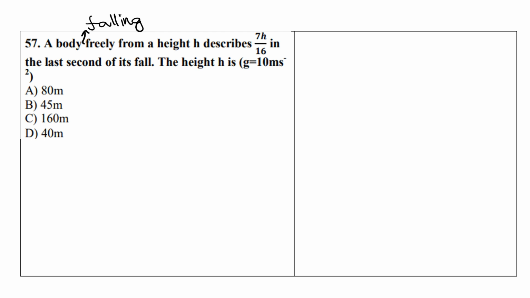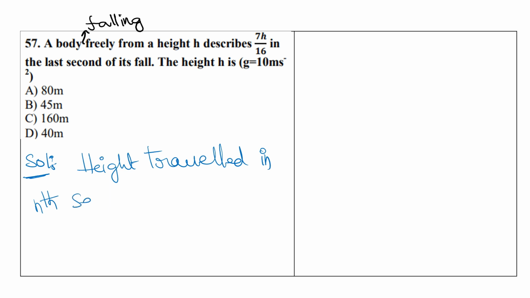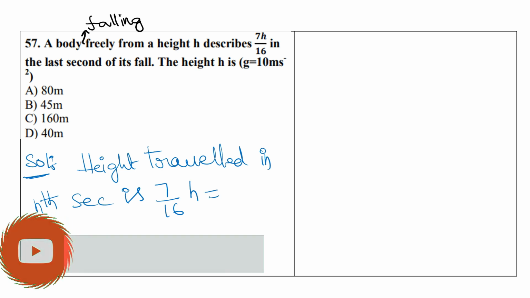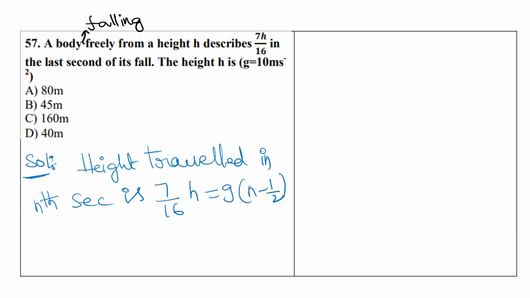A body falling freely from a height h describes 7h by 16 in the last second of its fall. The height h is... Here we have to calculate the height h. So height travelled in nth second is, 7 by 16 h is equal to g into n minus half. But height travelled in n seconds is h is equal to half g n square.